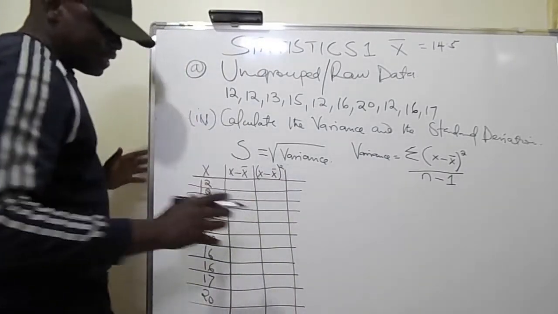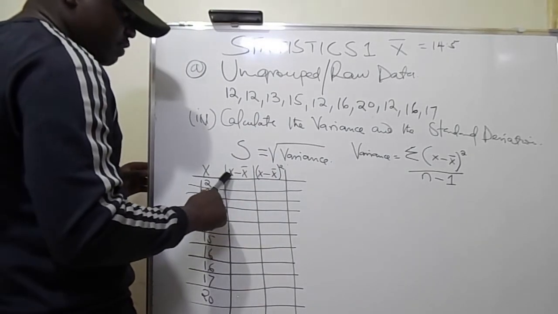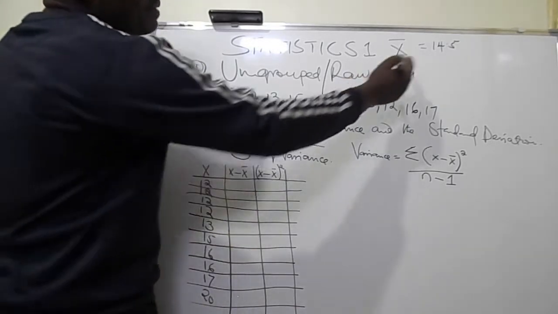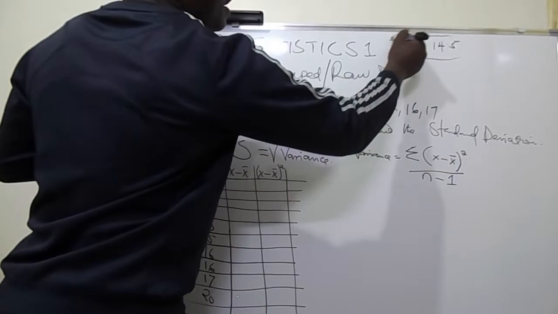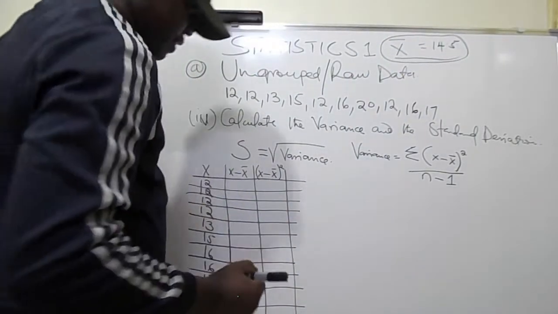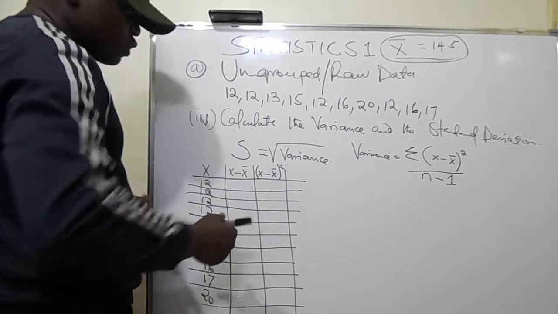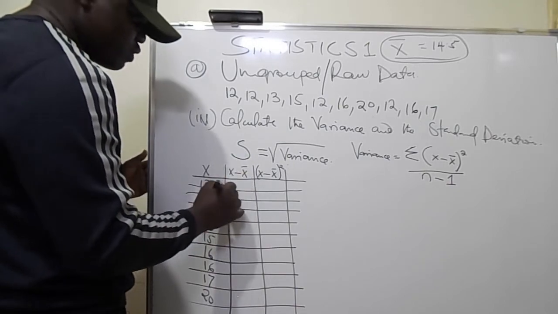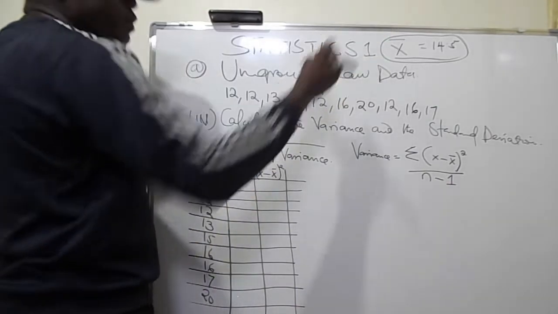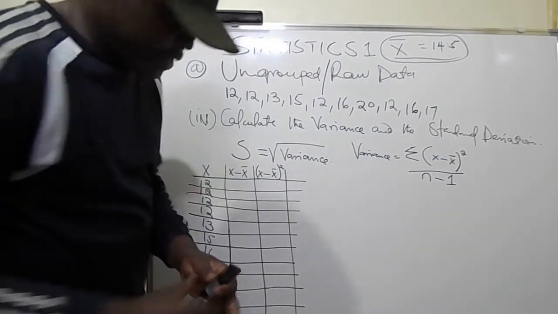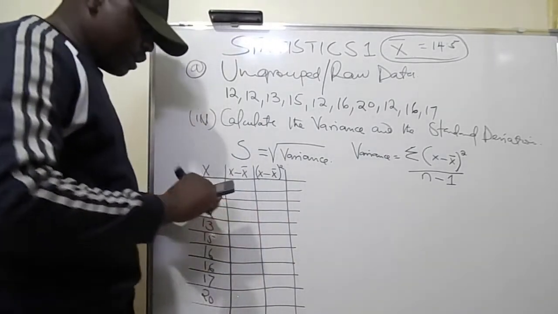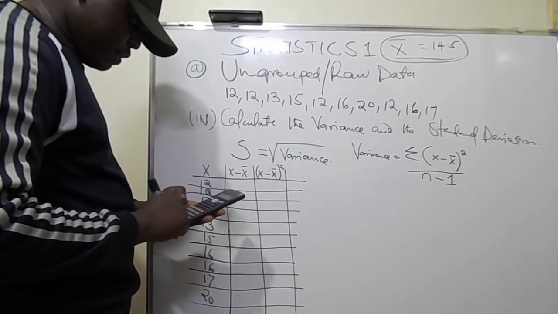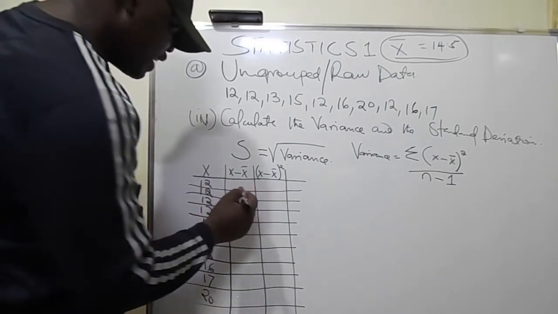After coming up with a table like this, the next step is to calculate the value of x minus x bar. I told you x bar is the mean, and we already calculated it here. You see, that is the mean. So what is next? It is the value of x minus x bar, which is going to be 12 minus 14.5. So you take your calculator, 12 minus 14.5, and you get your answer to be negative 2.5.